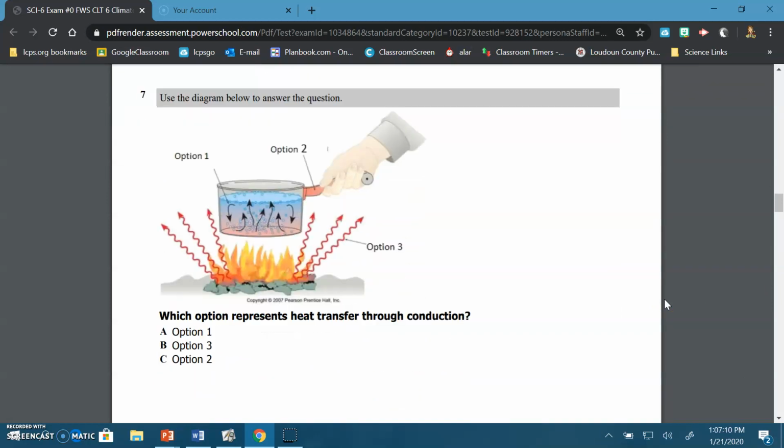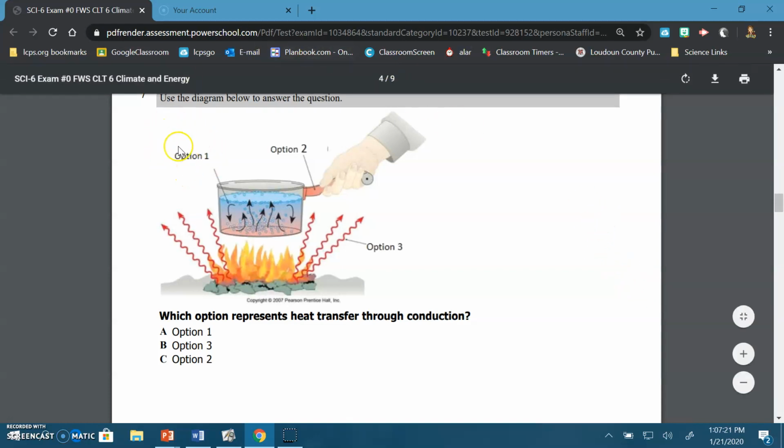Number 7, use the diagram below to answer the question. Which option represents heat transfer through conduction? Is it A, option 1, B, option 3, or C, option 2?